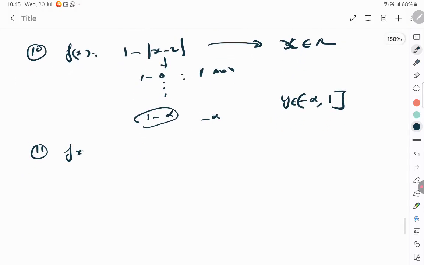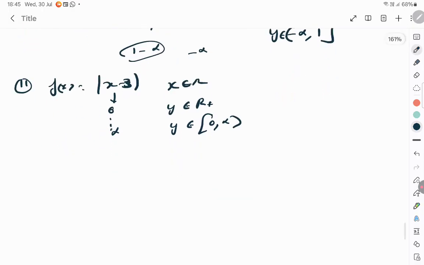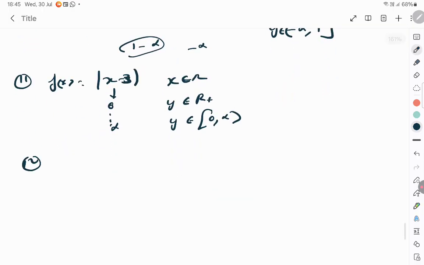The simple question, f of x is equal to mod of x minus 3. Okay, x can be an element of all real numbers. Mod functions take a value from 0 to infinity. So y is an element of all real positive numbers, or you can say y is an element of 0 inclusive till infinity open bracket. Let's go to the next question.